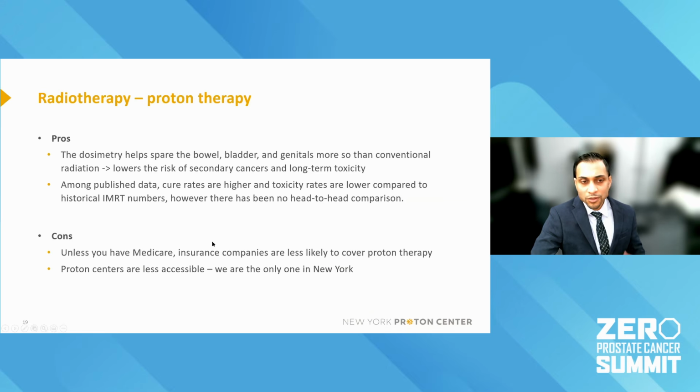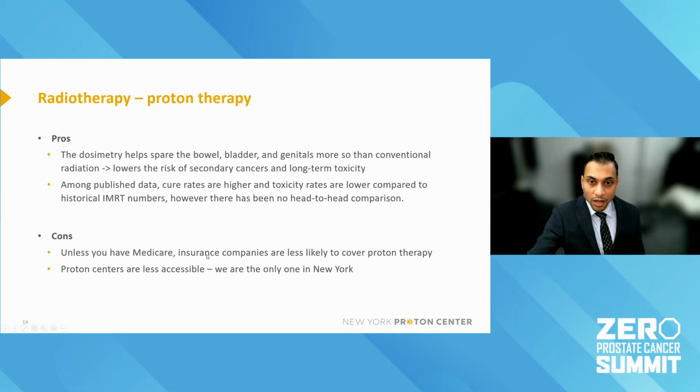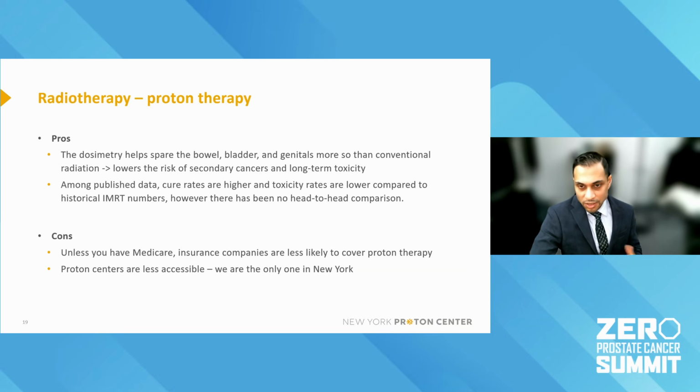So what are the pros? The dosimetry that I just went over, as I mentioned, helps spare the bowel, the bladder, and the genitals more so than conventional radiation. That lowers the risk of secondary cancers that might develop from this dose spillage, and presumably long-term toxicity, as again, you're getting less radiation to these organs.